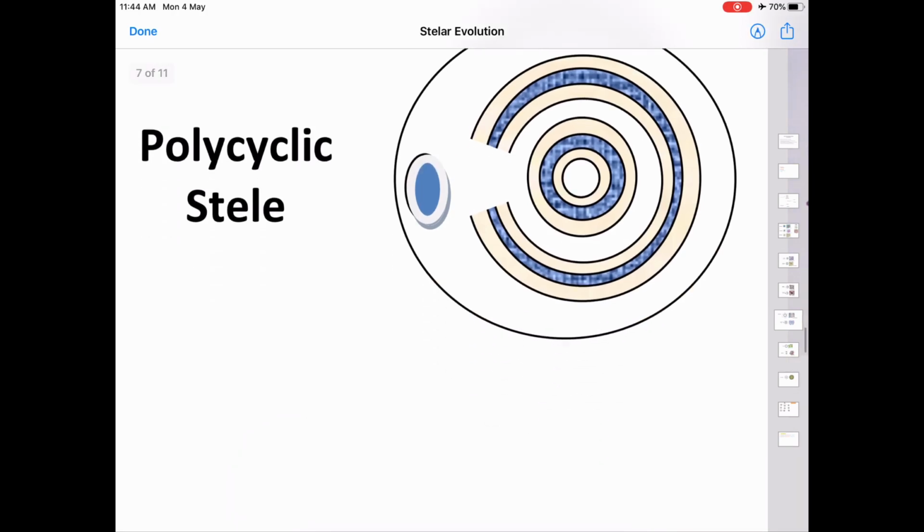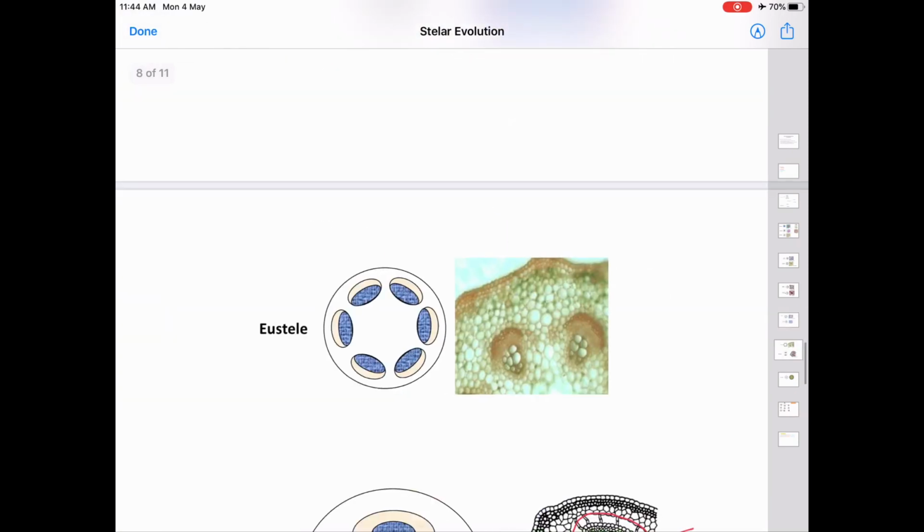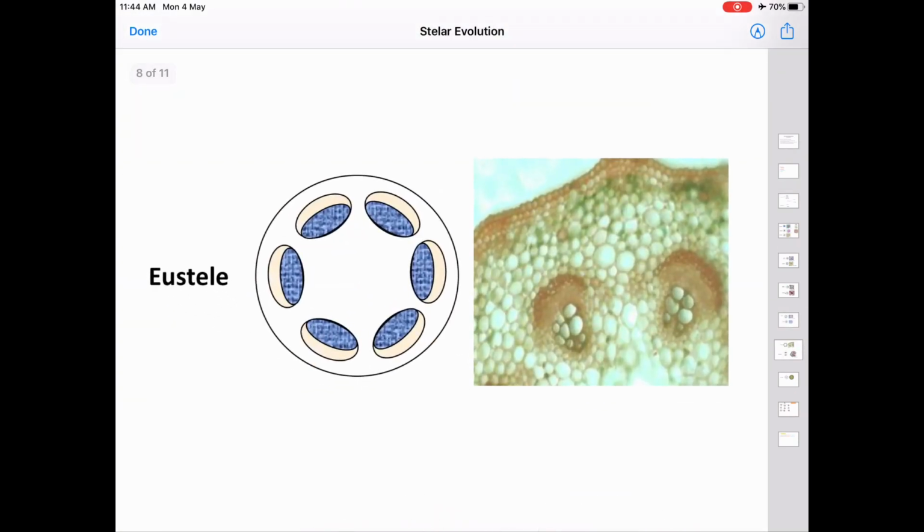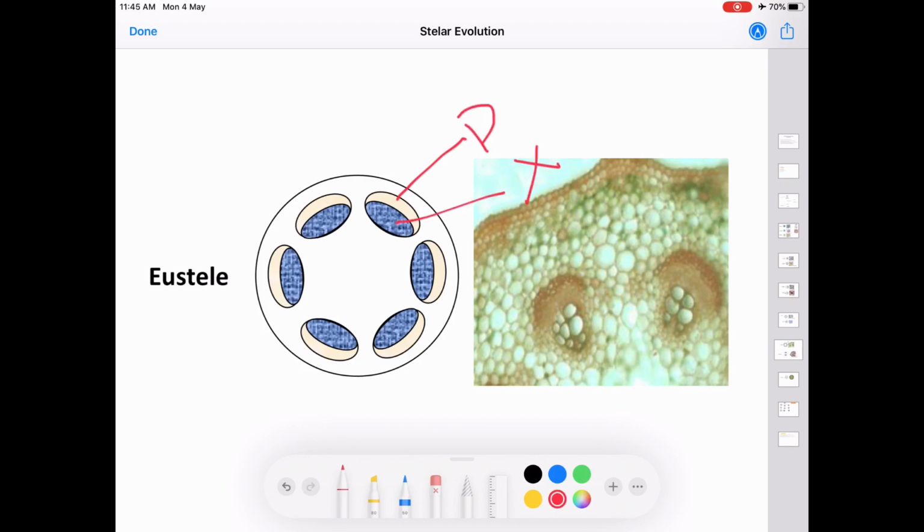Now comes the sixth type of stele, Eustele. This is seen in dicot stem. In the Eustele, numerous conjoined collateral vascular bundles, xylem and phloem, are arranged side by side. This is the phloem and this is the xylem. Numerous conjoined collateral vascular bundles are arranged in the form of a ring. This type of arrangement is known as the Eustele. See this. These are the conjoined collateral vascular bundles.